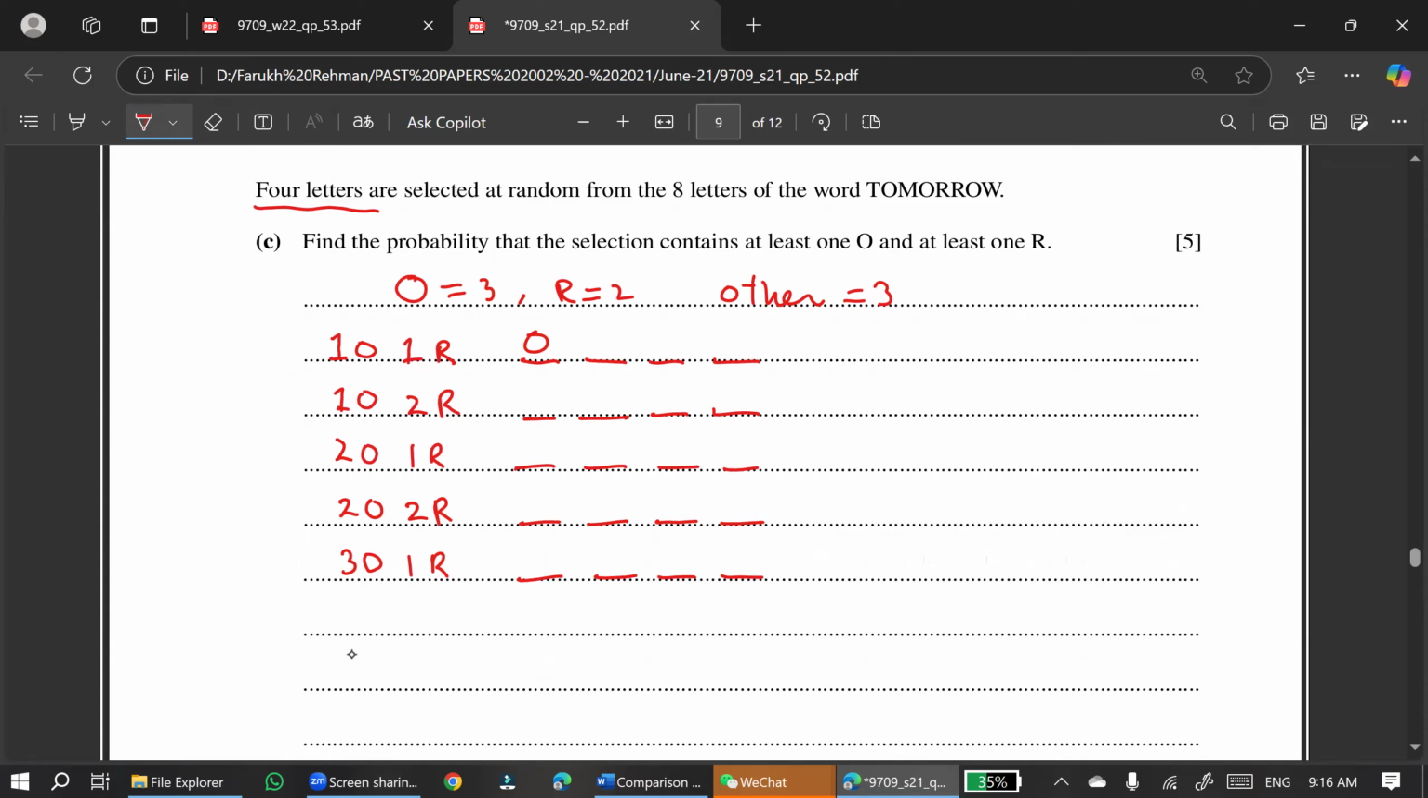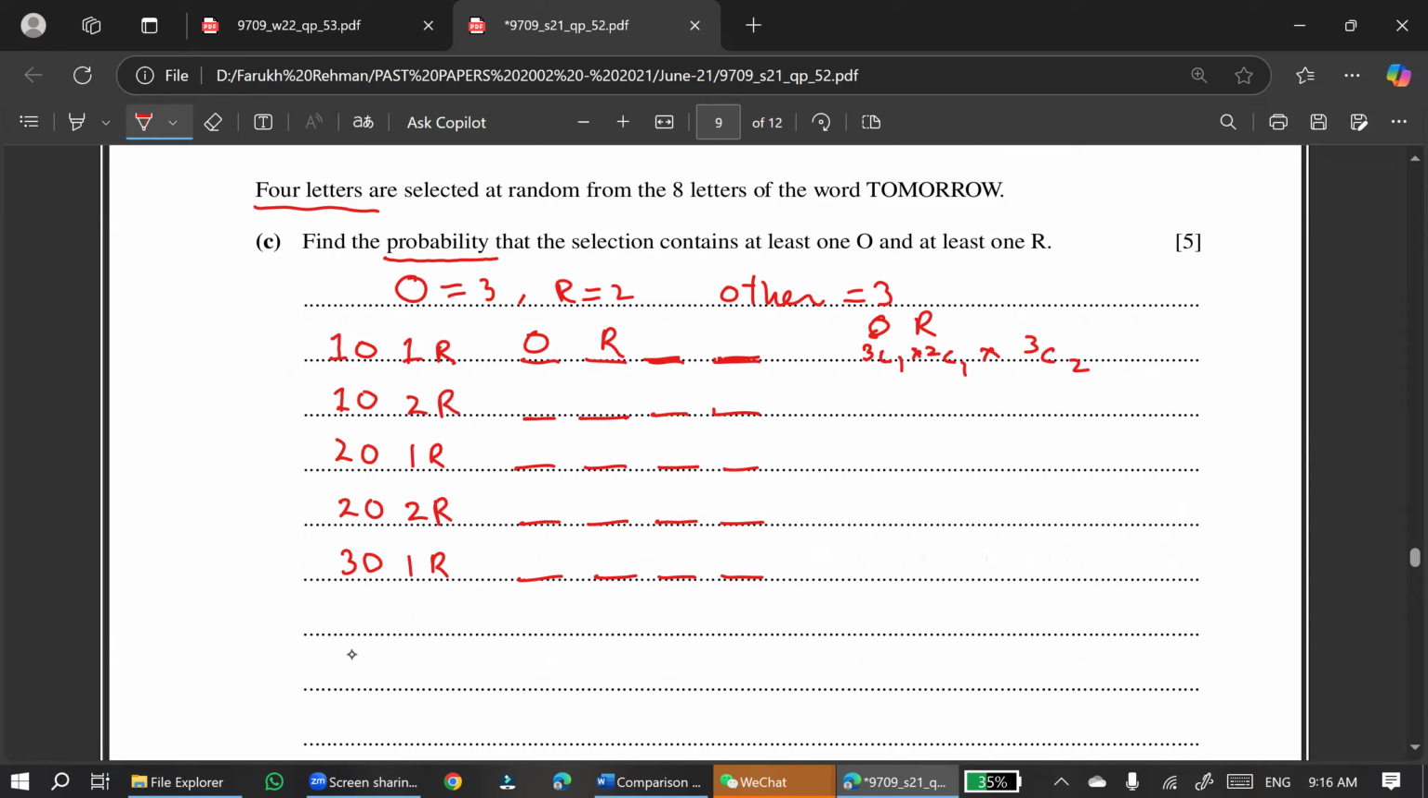One O and one R. Now, since in the question we want to find out the probability, we will use combination for repeated letters. For the first O, we will write down 3C1. And for the R, we will write down 2C1. And from the rest of 3, we will select 2 more for these 2 spaces: 3C2.